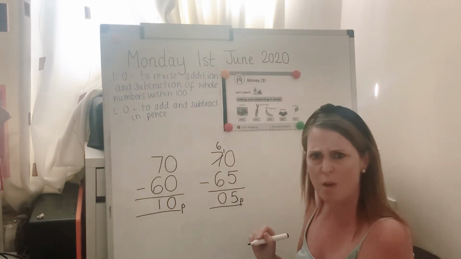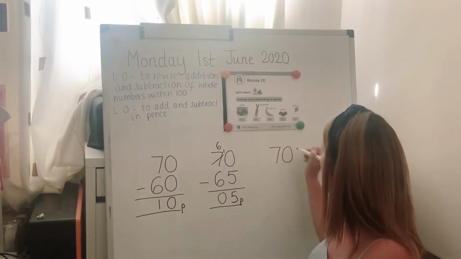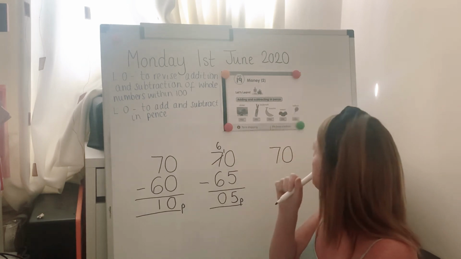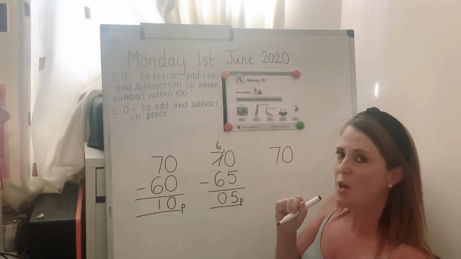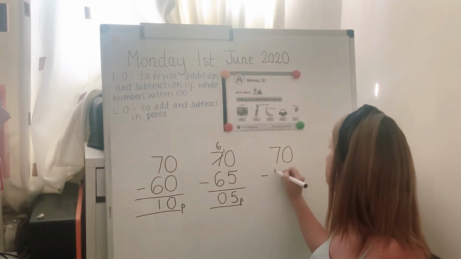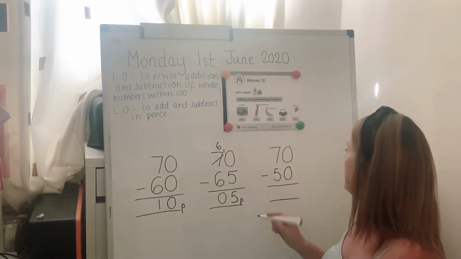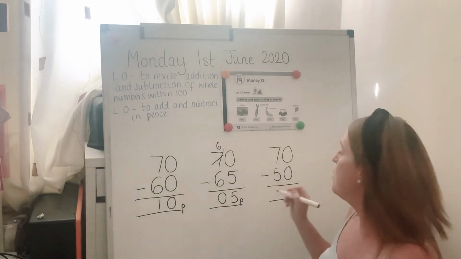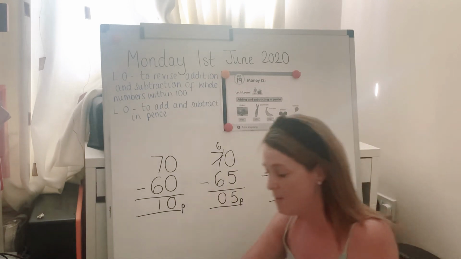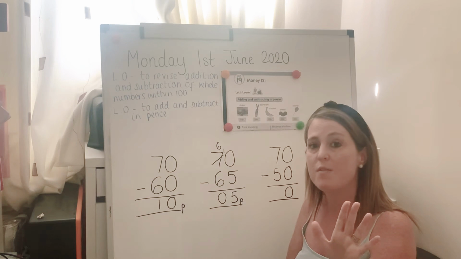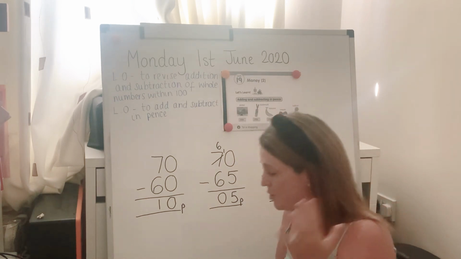Who else? Did Mrs. Jones go to the shop? I think she did, and I think she had 70p as well. Now, Mrs. Jones decided, oh, I think I'm going to buy a banana. I like bananas, I'm going to buy a banana. So she spends 50p. So let's have a go at that one. So 0 take away 0, we know is 0. 7 take away 5, so 7 in my head, take away 5: 7, 6, 5, 4, 3, 2.